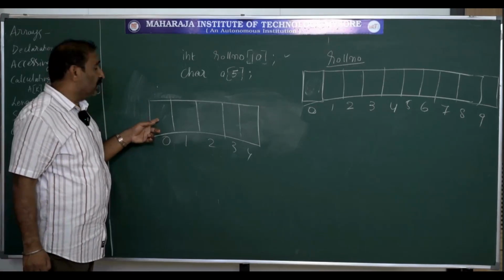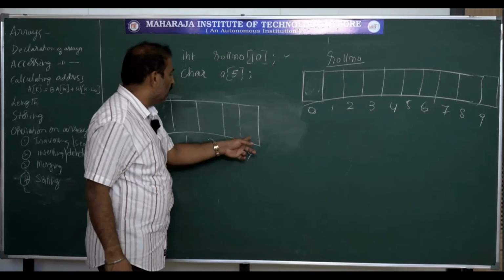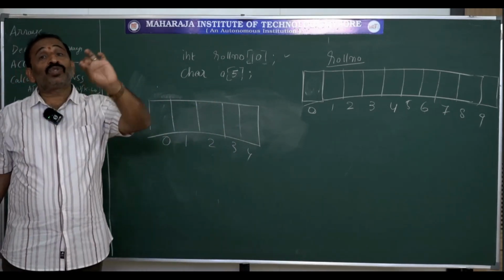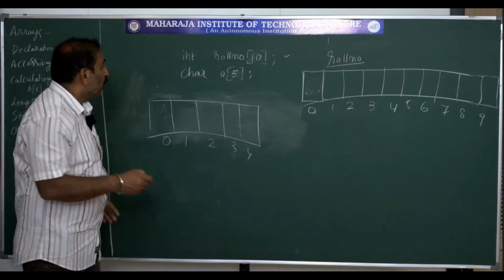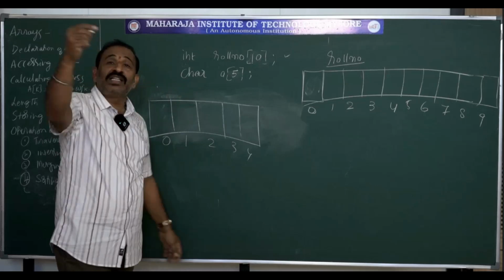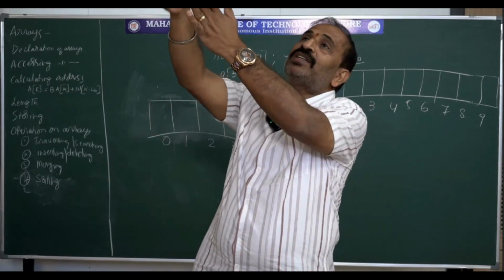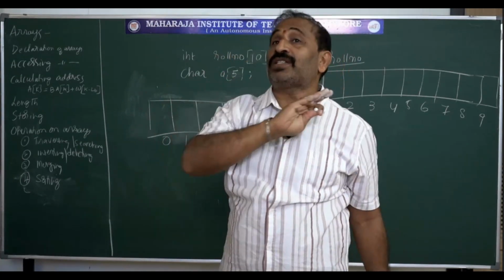Its index is 0. Its index is 1. Its index is 2. Its index is 3. Its index is 4. Now, don't get confused with the address. Whenever I declare an array, some location will be given to you. That location is the address.